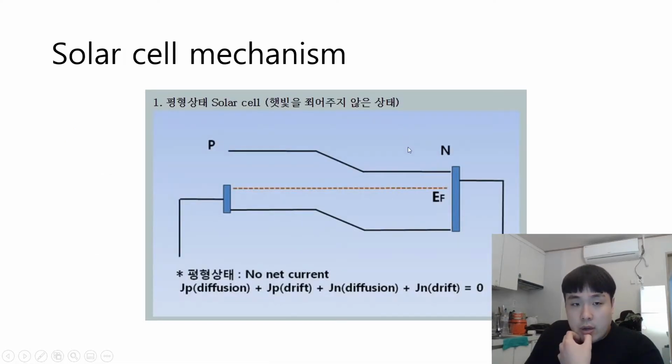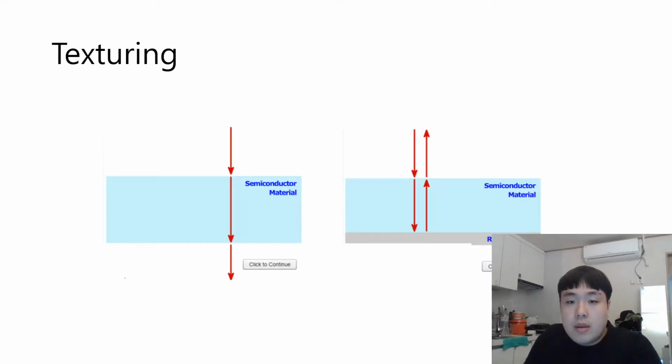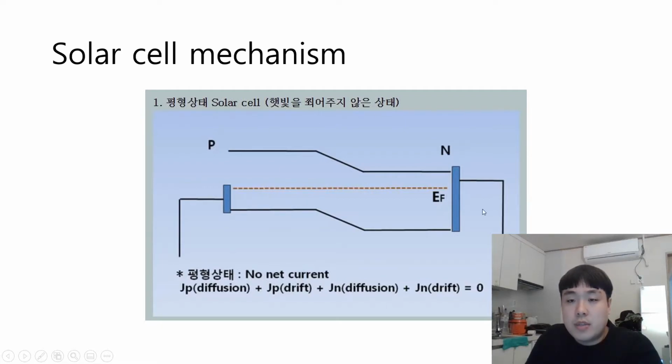So let's talk about the solar cell mechanism first, and additionally the structure of the solar cell. The solar cell structure is mainly a p-n junction, and the mechanism is that when we shoot light at the p or n region, electron-hole pairs are produced. Some electron-hole pairs recombine with a hole or electron in the p or n region, but those that do not recombine remain, and these electron-hole pairs are the main operating source of the solar cell mechanism. I will talk about this mechanism after the texturing.